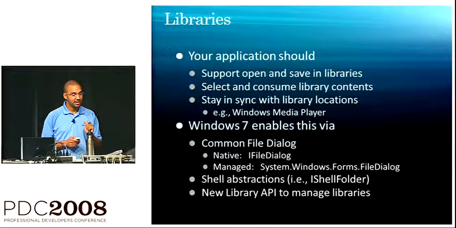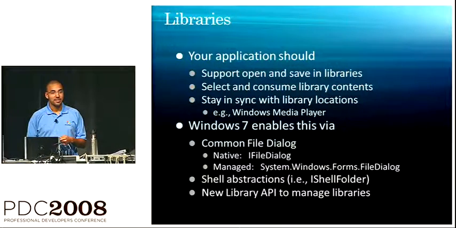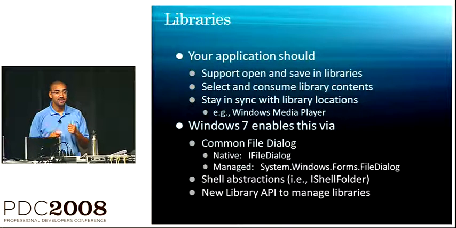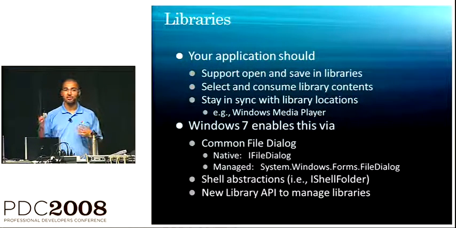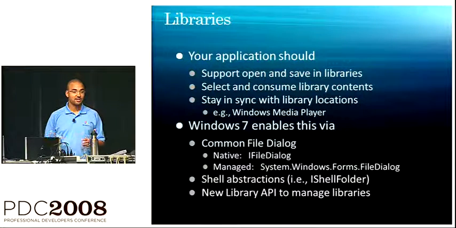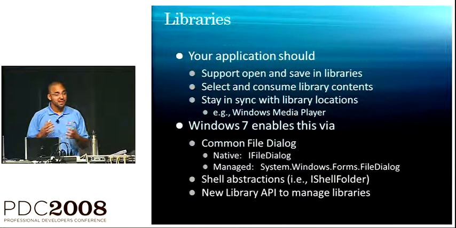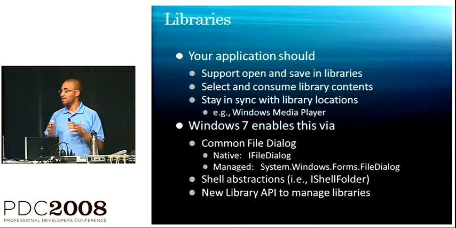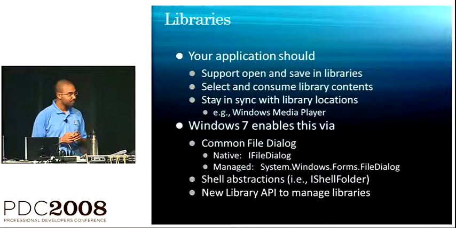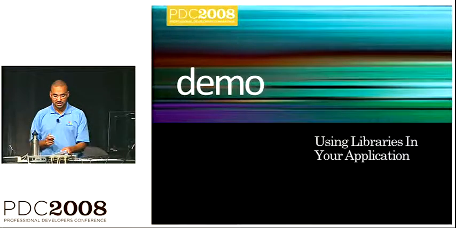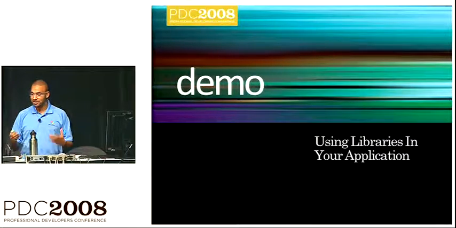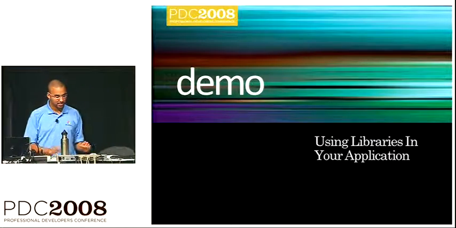And finally, we have a new library API that allows applications to manage library locations. And there's a class of apps out there who are already libraries. These are the iTunes and the Winamps and the Windows Media Players, photo galleries. You can actually manage the libraries, so you can manage the same consistent set of locations that are in Explorer. And we have a new API for that. So let's take a look at this and look at some applications that are library aware and look at what they mean in Windows 7.